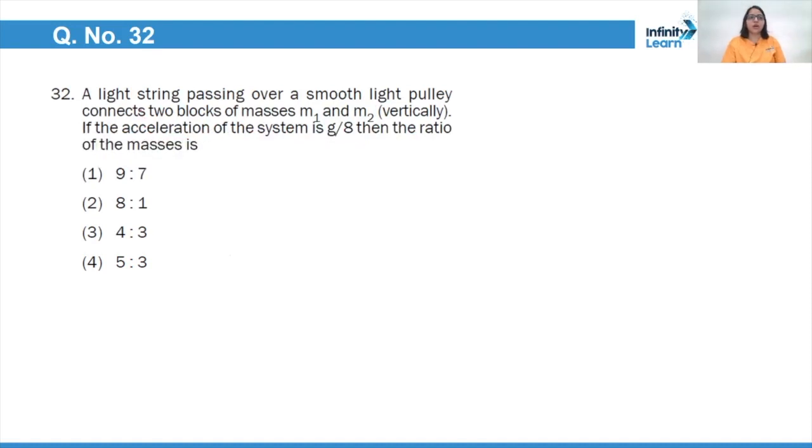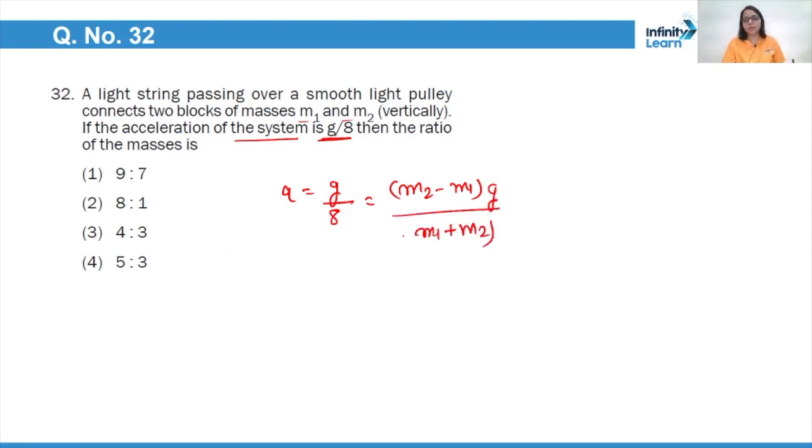Question number 32. A light string passing over a smooth light pulley connects two blocks of mass m1 and m2. If the acceleration of the system is g by 8, then the ratio of the masses is. So acceleration is g by 8, which is (m2 minus m1)g divided by (m1 plus m2). Okay? G cancels. So we have 8m1 plus 8m2. Just a second. We have m1 plus m2.